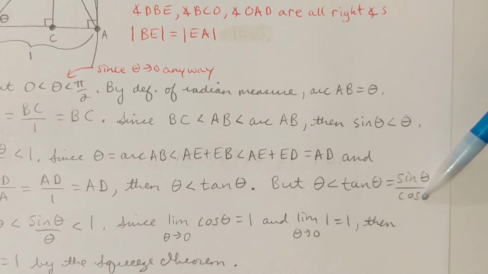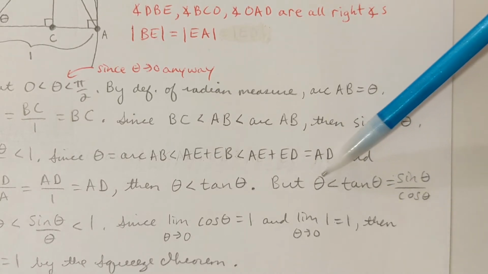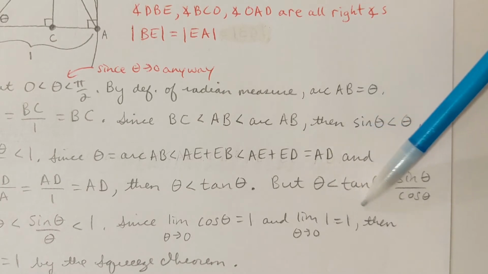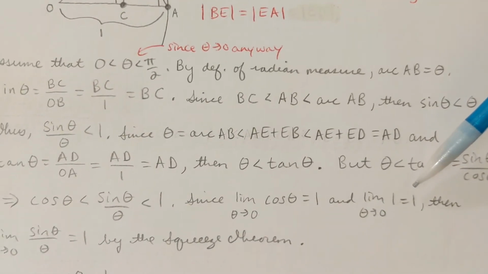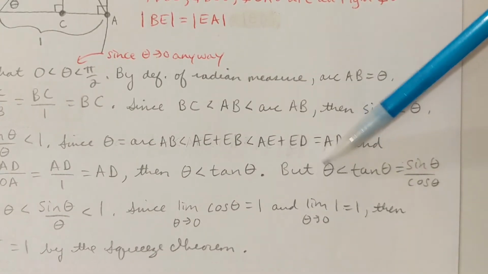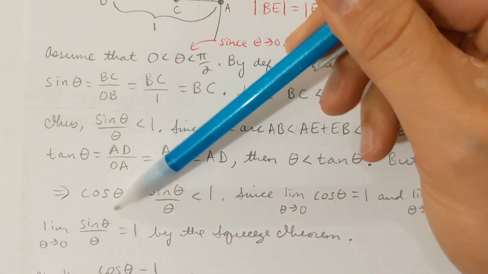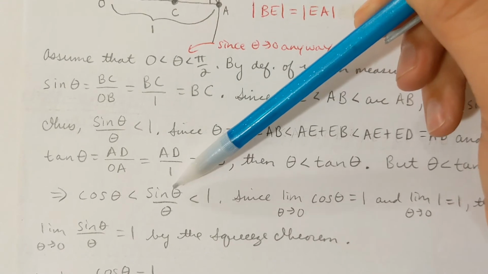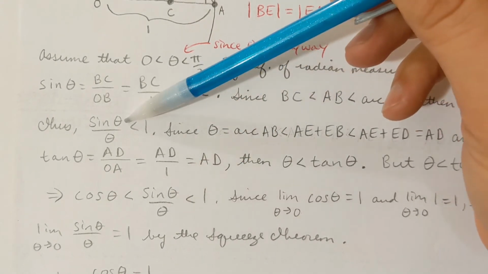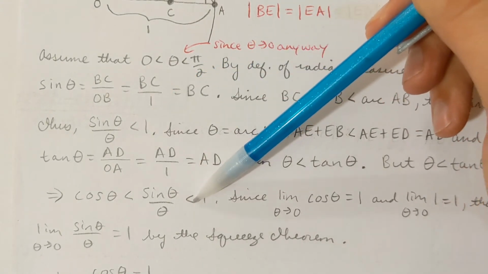And in this inequality here, let me multiply both sides by cosine theta and divide both sides by theta. Okay, so cosine theta would be on the left. Sine theta divided by theta would be on the right. That's where this part is coming from. And we've also said that sine theta over theta is less than 1 from our work done earlier.